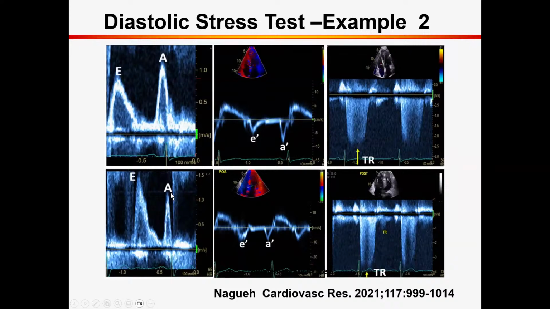With exercise, E to A ratio goes up. We see a hint of an L velocity. The E prime velocities remain reduced, and the peak TR velocity is approaching 4 meters per second. This response with exercise is enough to conclude that this patient has heart failure with preserved ejection fraction in the appropriate clinical setting.